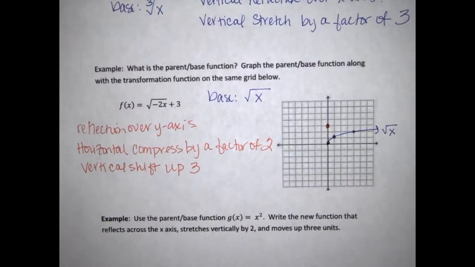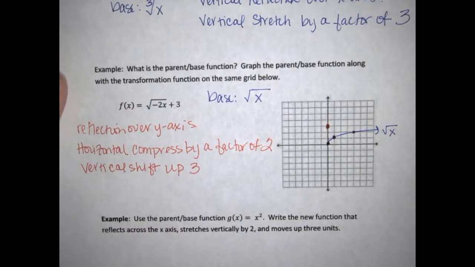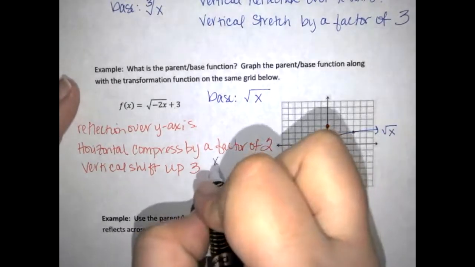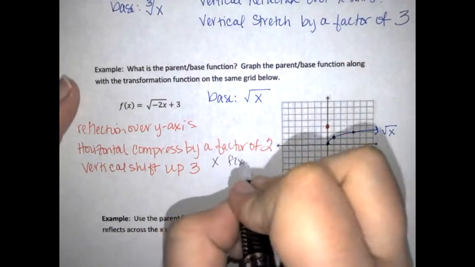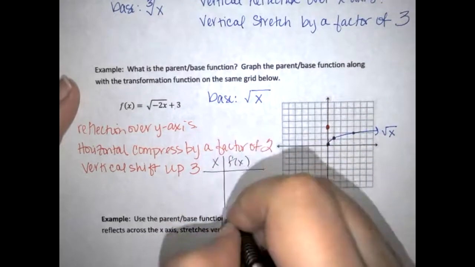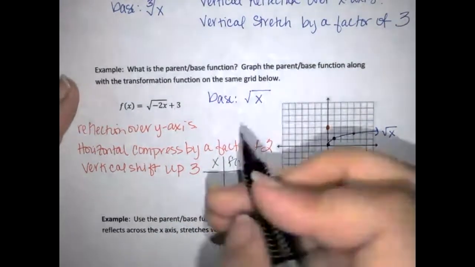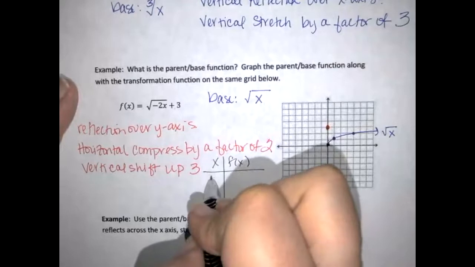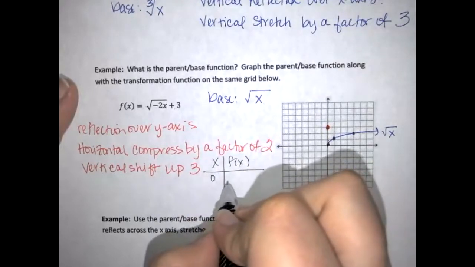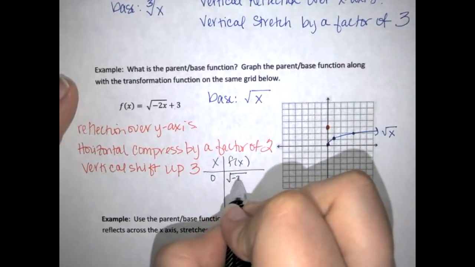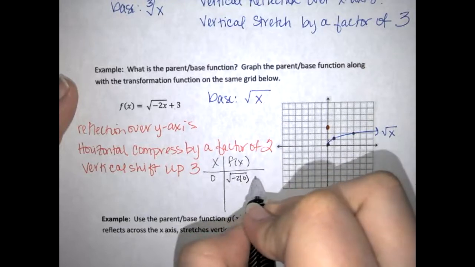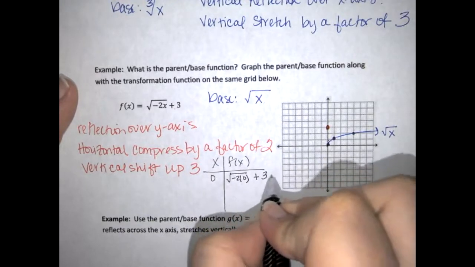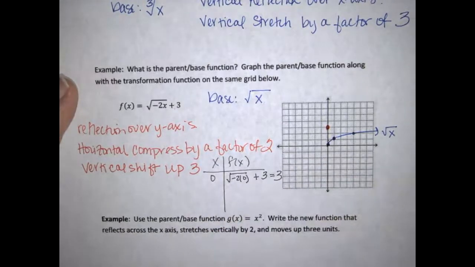So there's a couple ways that you could approach this. The easiest way that I've seen students approach it is making an XY table and saying that we know x, and then we've got our f of x, and so we need to plug things in. So first and foremost, I can look at 0. So this is going to be the square root of negative 2 times 0, and then this would be plus 3, so it gives us 3 as a result.